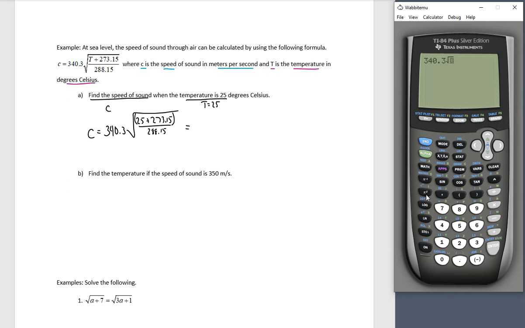Square root. And then the numerator, 25 plus 273.15. Oh, that clicky gets it to me. So let's move back one. There we go. Divide it by 288.15. Now I'm out of the square root. Some of you will need to close a parenthesis after the whole square root thing too.